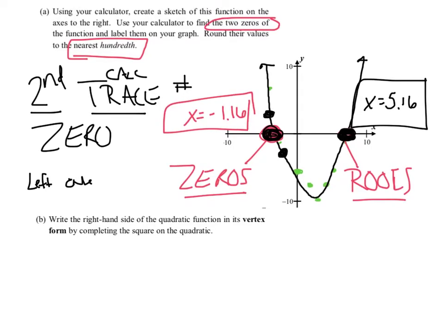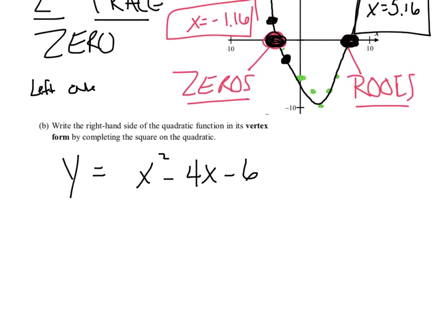Part B says, write the right-hand side of the quadratic in its vertex form by completing the square. So let me jot down that equation again. This is just a nice little review. x² - 4x - 6. And they want us to solve this for x completing the square. All right, so do you remember how to play the game? You'll look at those two first. You cut that middle term in half, square it, add it and subtract it. All right, so let's do it together.